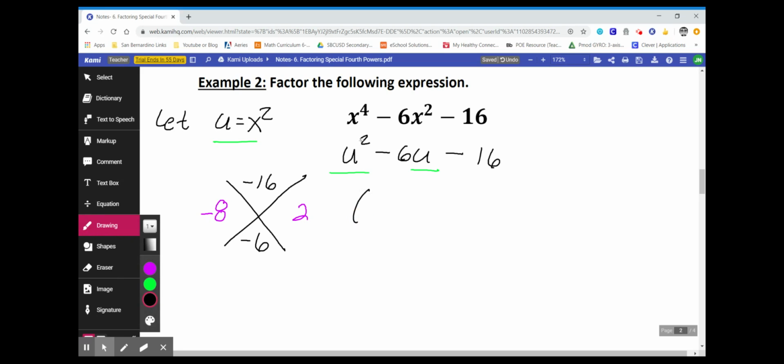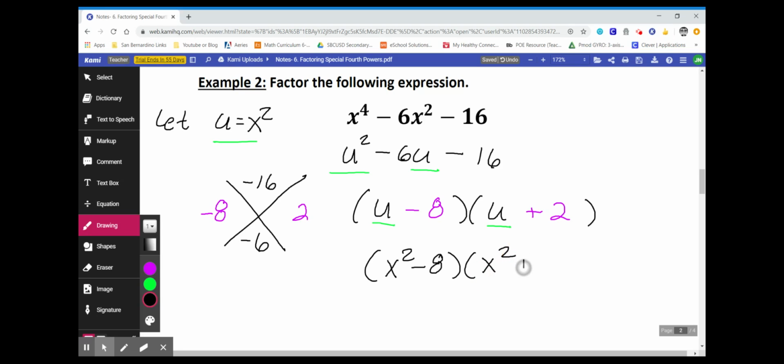If you remember from the steps, you write ax, or in this case, au. We don't have anything except for the 1 in front, so I'm going to write just u and u, because the original one had a 1. I'm going to write the factors as negative 8 and positive 2 because those are the two numbers I got. And then finally, since my original problem was actually in terms of x, I don't want to leave it in terms of u, because u is something that I did to the problem. That's not what the original problem said. So I'm going to replace those u's with x squared, because that's what the original problem stated. So my final factors would be x squared minus 8 times x squared plus 2.